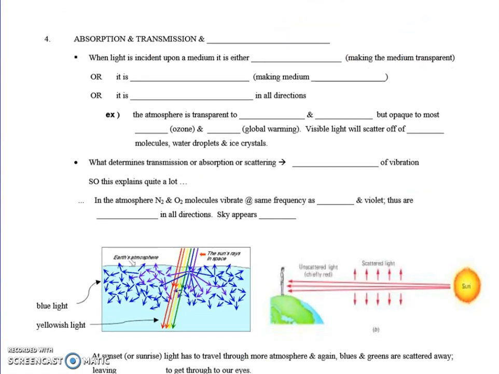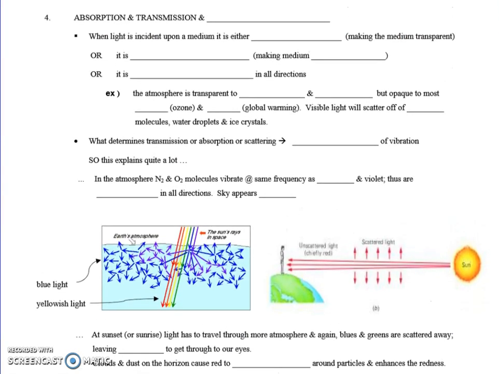Let's get to the last one, which explains a lot of other phenomena. So this is in general called absorption, transmission, and scattering. Okay, and this explains a lot, especially in our atmosphere.